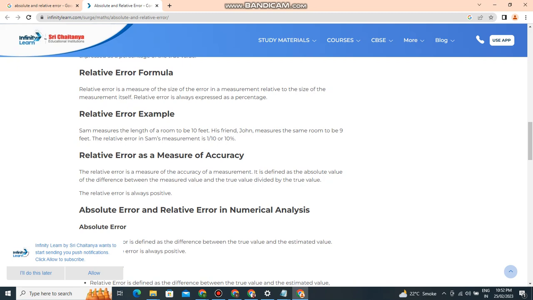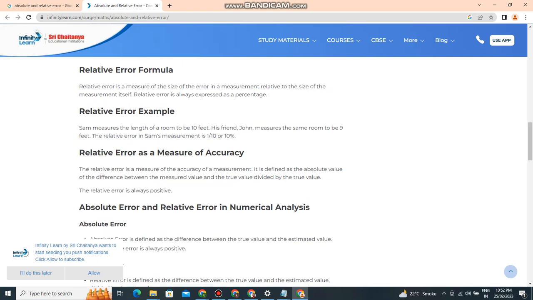Relative error as a measure of accuracy. The relative error is a measure of the accuracy of a measurement. It is defined as the absolute value of the difference between the measured value and the true value divided by the true value. The true relative error is always positive.